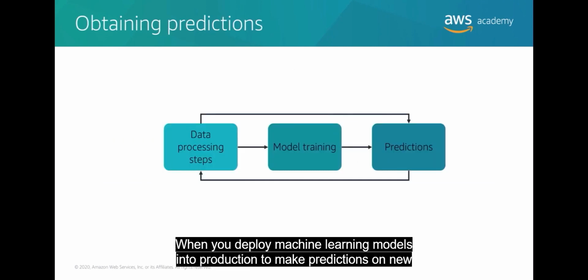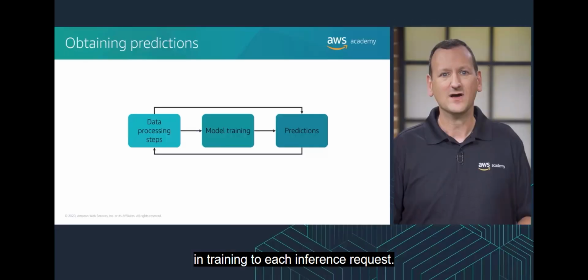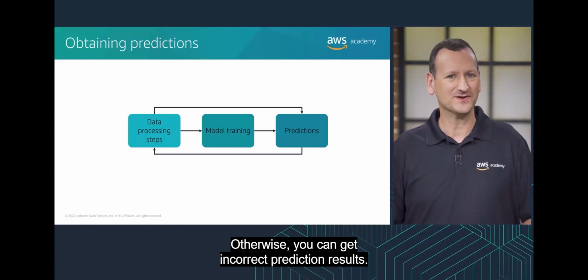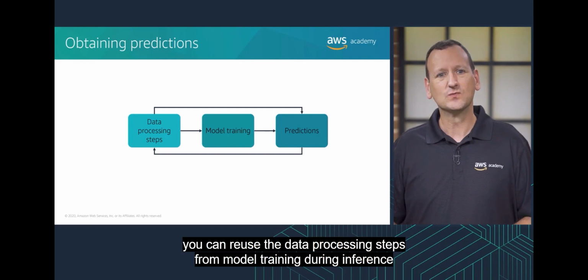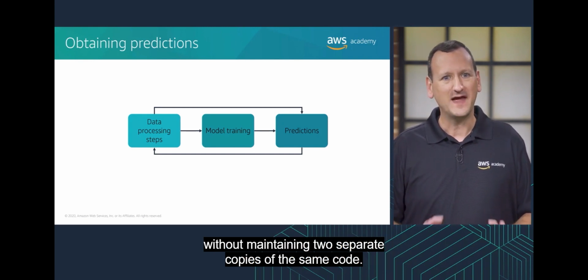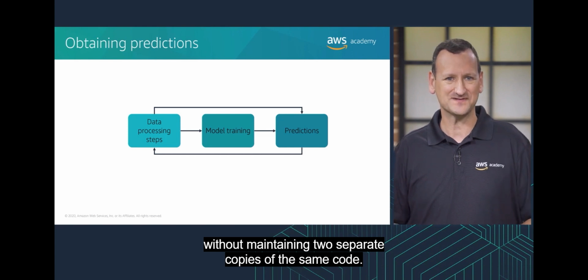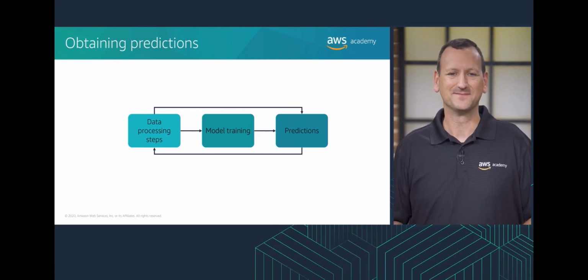When you deploy machine learning models into production to make predictions on new data, you need to make sure you apply the same data processing steps that were used in training to each inference request. Otherwise, you can get incorrect prediction results. By using inference pipelines, you can reuse the data processing steps from model training during inference without maintaining two separate copies of the same code. This helps ensure the accuracy of your predictions and reduces development overhead.